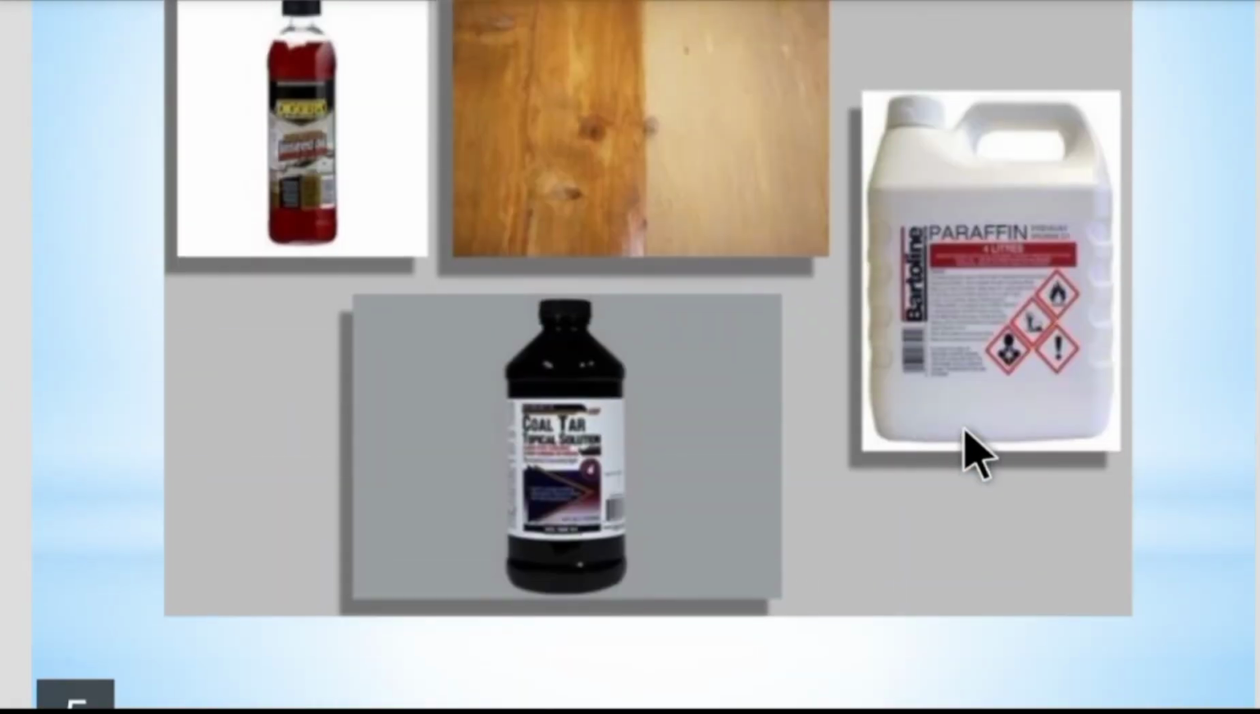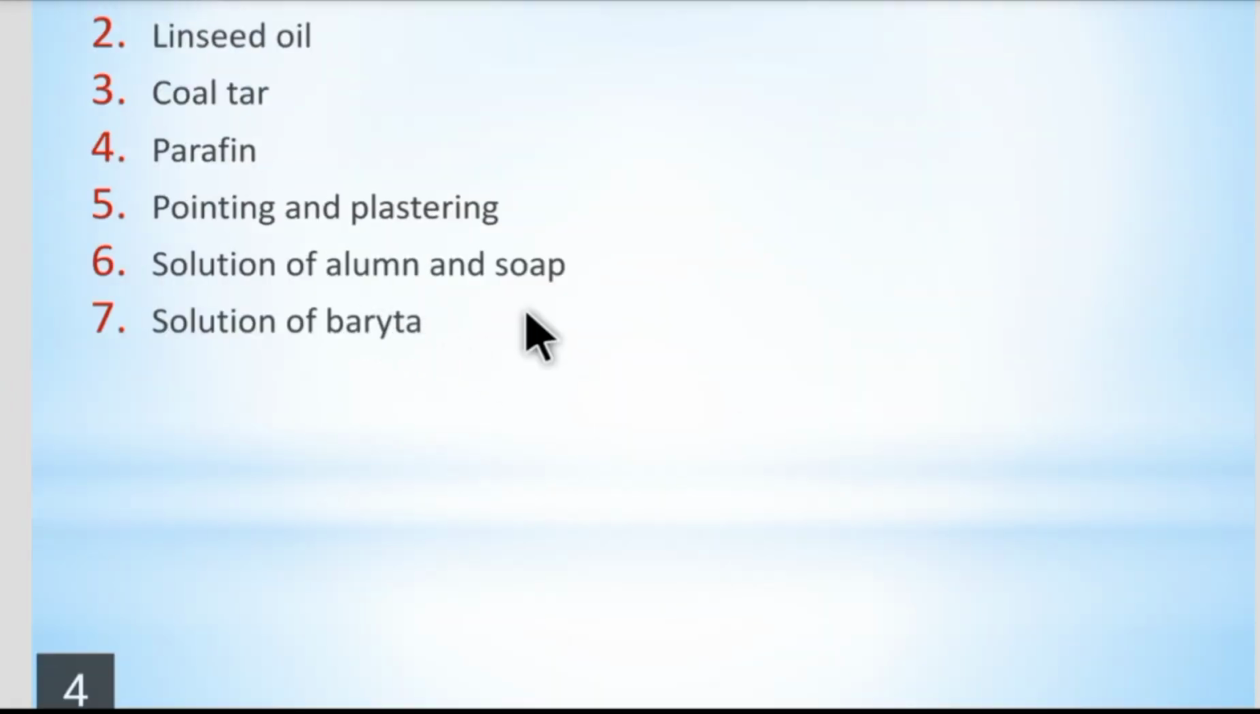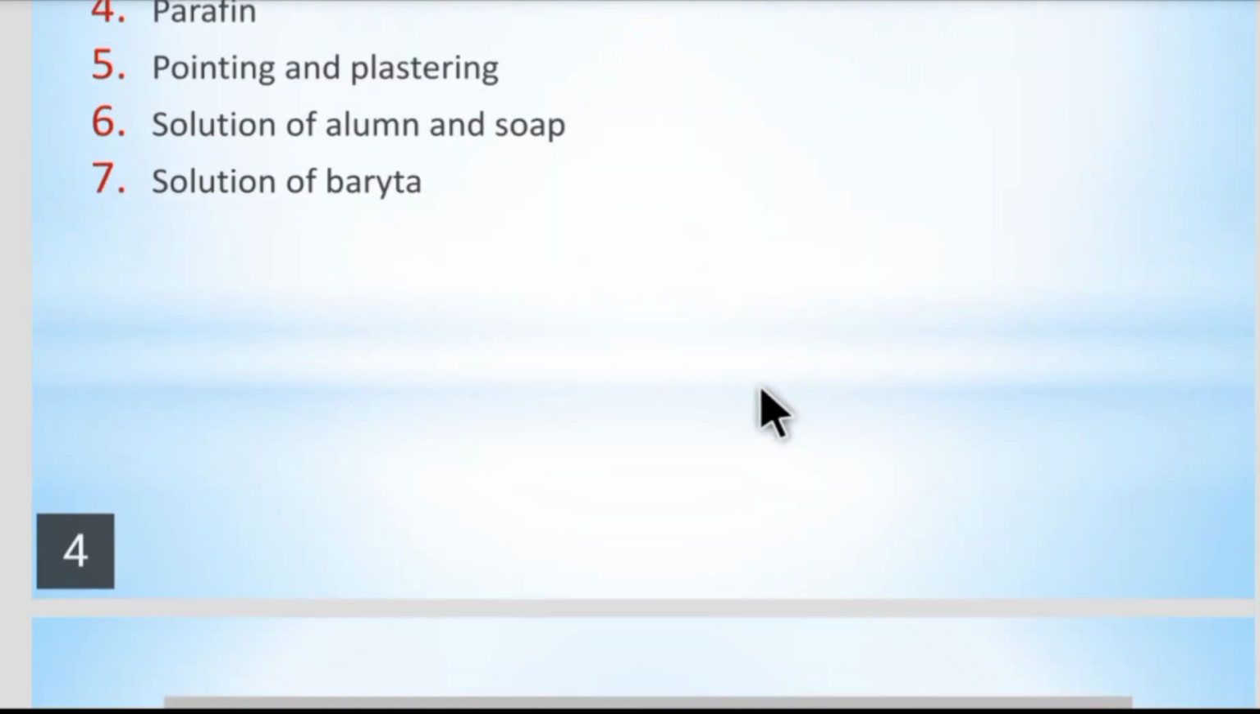Next is the solution of soap and alum. We take soap and alum in a proportion and dissolve them in a liter of water, and that solution is applied on the stone surface. It acts as a preservative and prevents the stone from decaying.